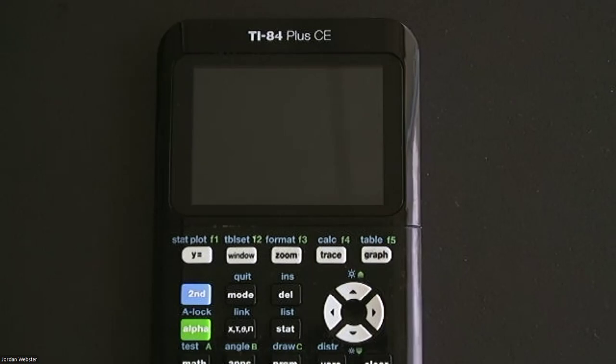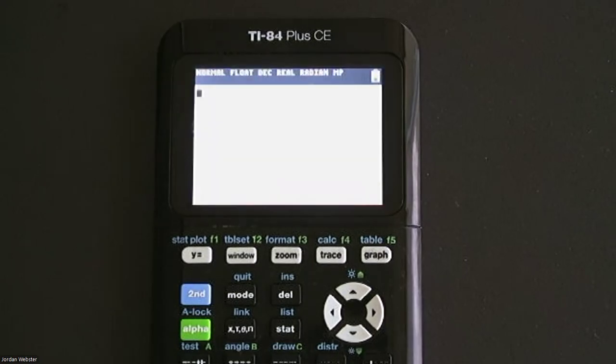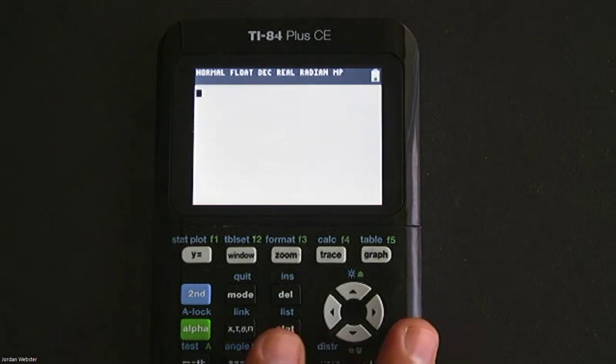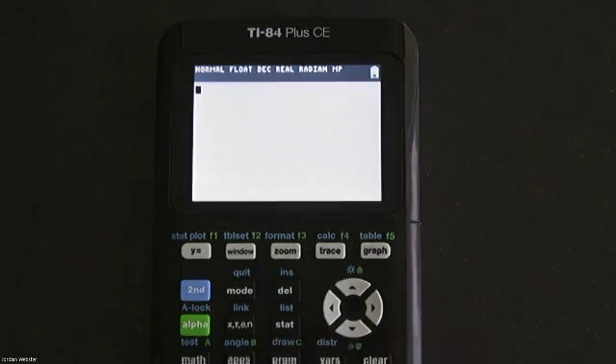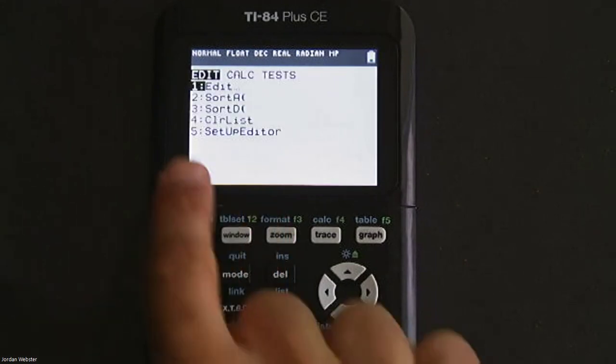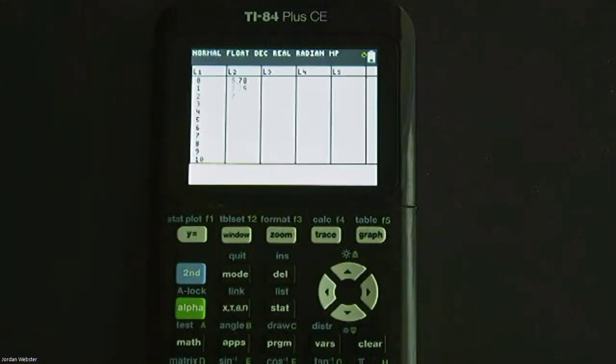Now we're going to use the TI-84 calculator to do that. I'll show you this in a really quick way because I've already plugged in the data. But the first thing we need to do is plug in our data. So we go to Stats and then Edit. So I just hit Enter there.